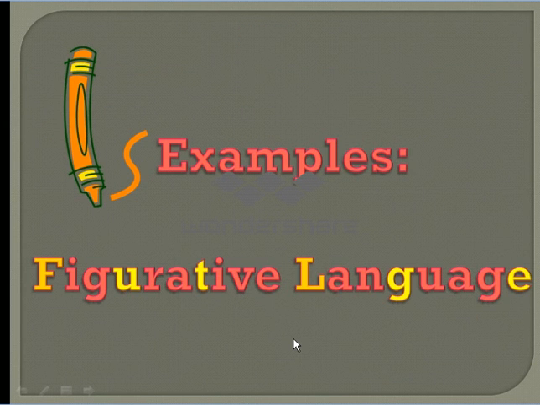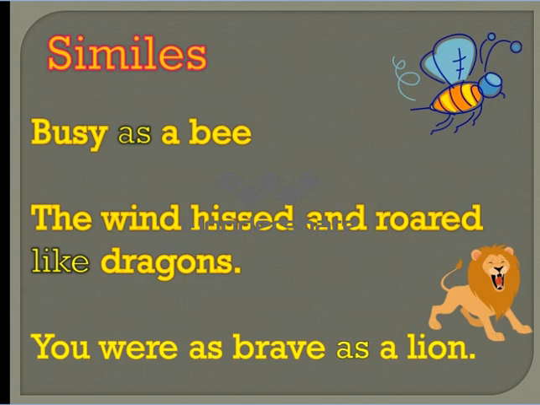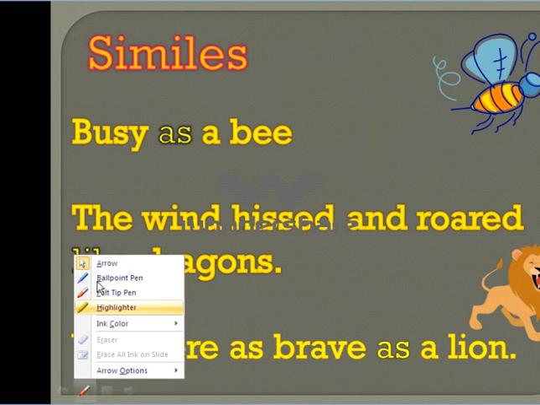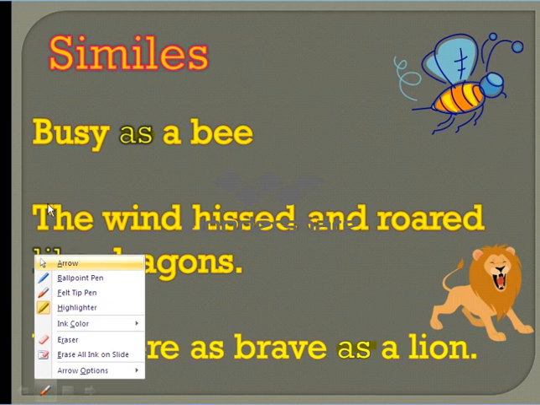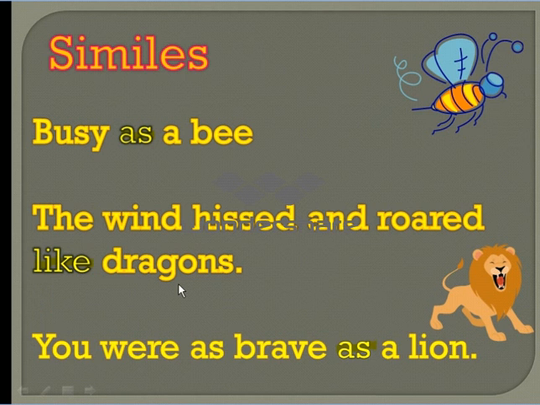Alright, so let's go over some examples of figurative language. Similes. Busy as a bee. The wind hissed and roared like dragons. You were as brave as a lion. In every single sentence, we used either as or like, because that's a simile.